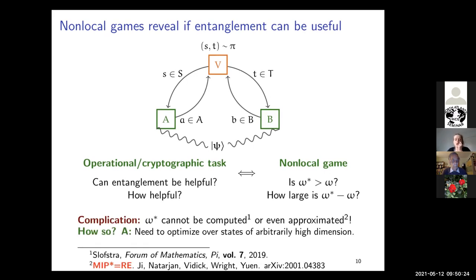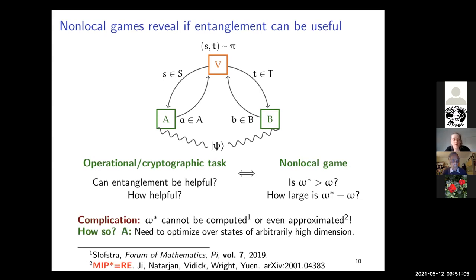But there are some practical consequences to this uncomputability question, namely that there are some very small games. The smallest that we know of, that we have wondered about, is where each party has just three questions and two answers each. And we don't know what the quantum value is. If you want to compute the classical value for such a small game, you can just sit down for, I don't know, 15 minutes, half an hour, and you will figure it out. And the quantum value, we still don't know, even though a lot of people have tried.